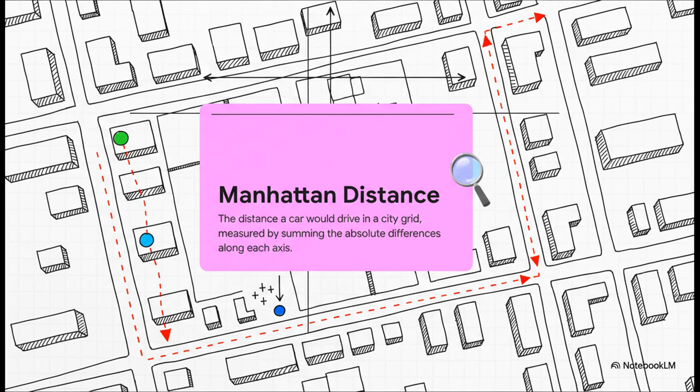And yeah, it's named exactly for what you think: navigating a city grid like Manhattan. You can't just fly through buildings in a straight line, can you? Nope. You have to follow the streets. Go a few blocks this way, a few blocks that way. This metric does the same thing, summing up the distances along each axis one by one.